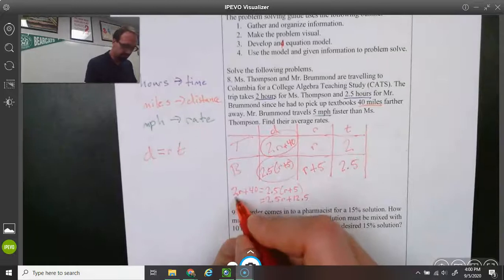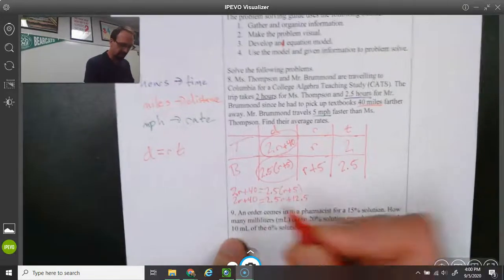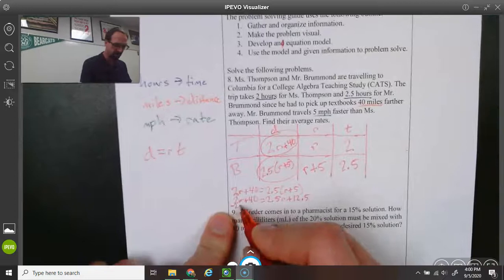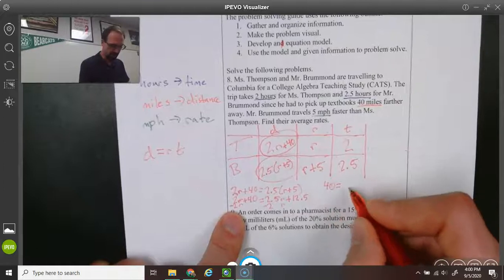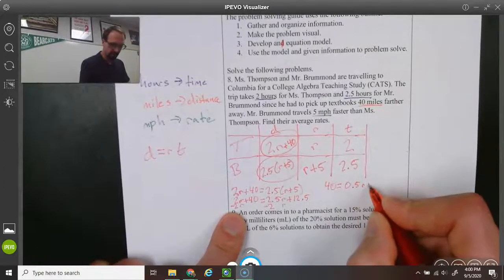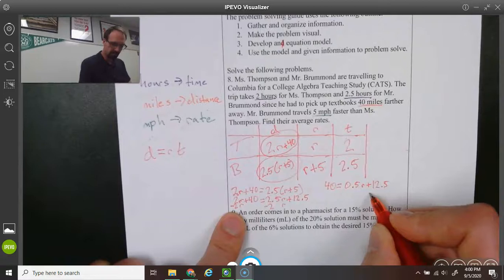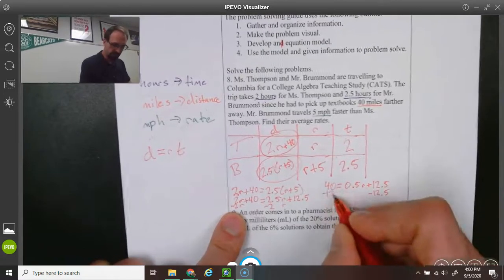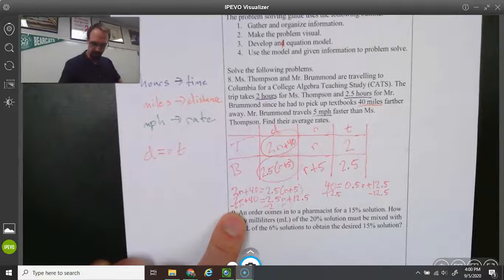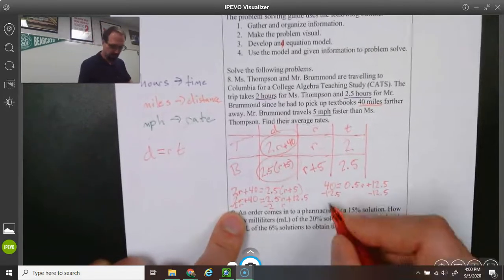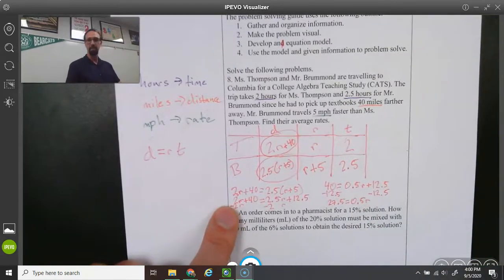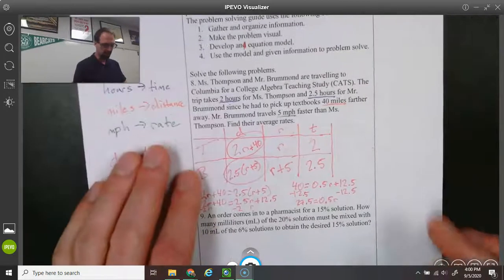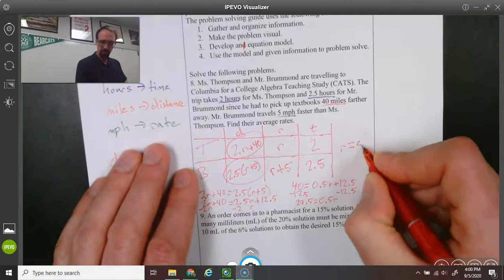Yeah, 12.5. 2r plus 40. All right, so now I need to get the variable by itself. So I'm going to subtract 2r on both sides. I'm left with 40 on the left-hand side is equal to 0.5r plus 12.5, minus 12.5 on both sides. So 40 minus 12.5 gives me 27.5 is equal to 0.5r. Divide by 0.5, or just multiply both sides by 2. And we end up with our rate being 55.